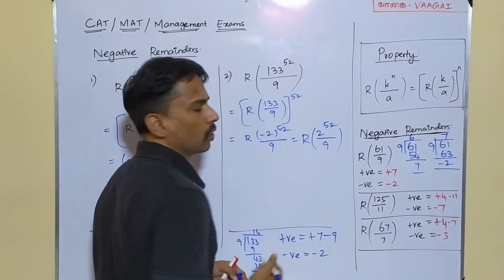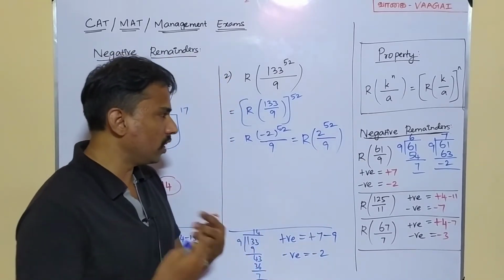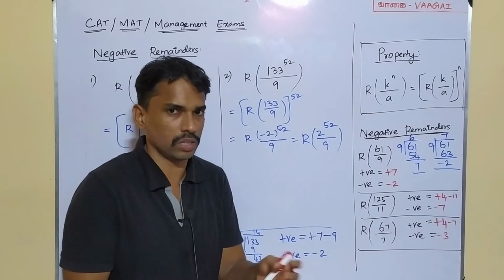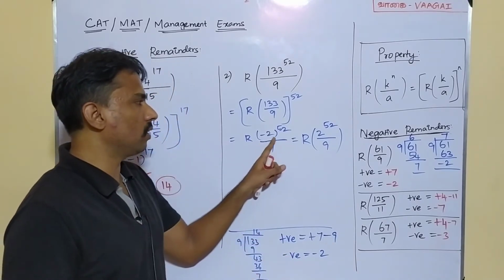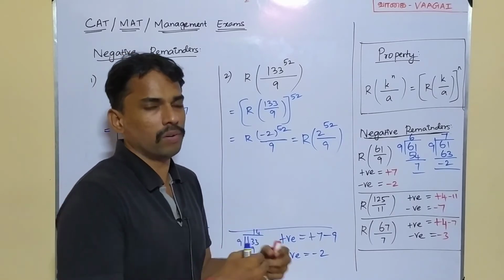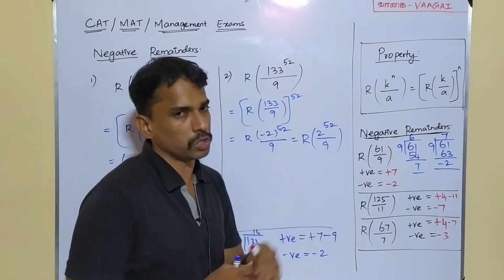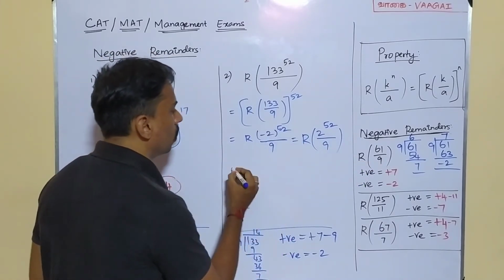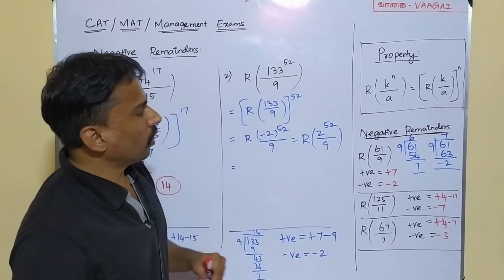I hope the idea is clear to you. Why? Because minus 2 power 52 will be same as 2 power 52. That's the thing. I can do this only when the power is an even number. So here fortunately we have got an even power. So that's why I am changing the negative to positive. So yes, continue. And now I can go for 2's powers.